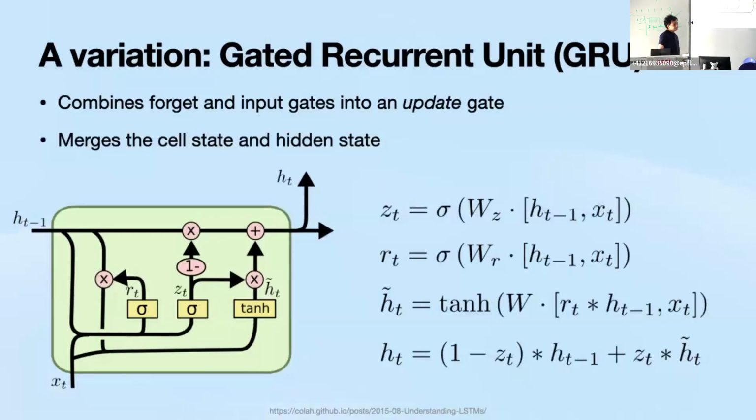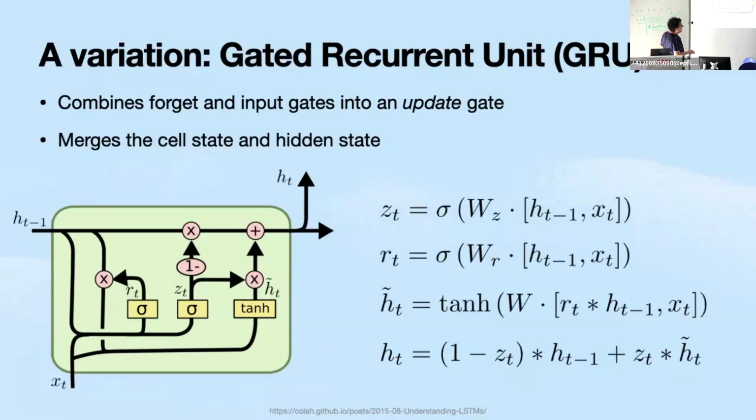The diagram might be a bit more complex because they have fewer states, so they have to combine everything together in a very fancy way. We calculate two things from the input with a sigmoid. One of them is Z of T, a weighted sum of H of T minus 1 and the current input given to a sigmoid. And we also have R of T, which is again a weighted sum given to a sigmoid.